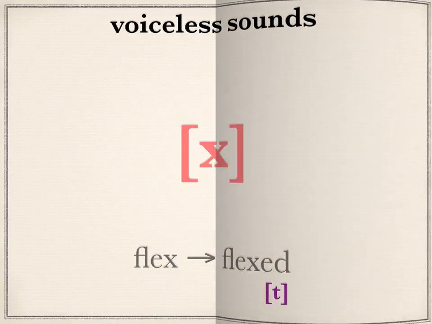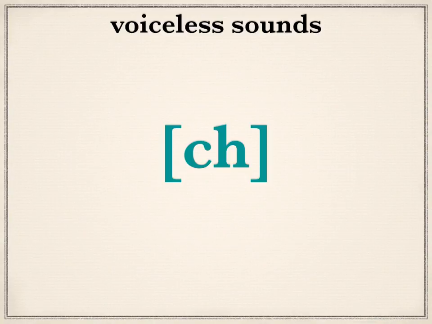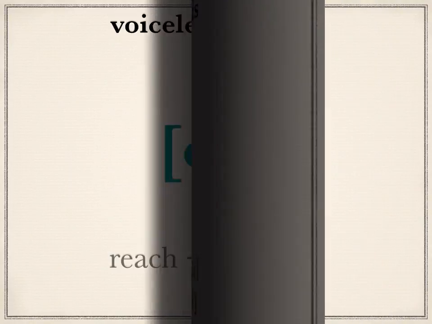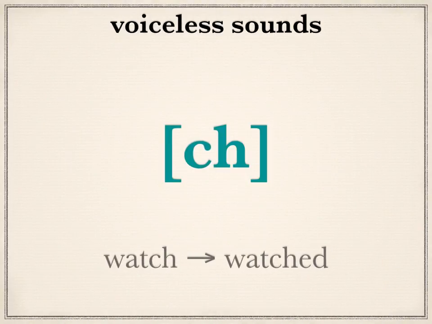Now here's some of our other sounds here, like that CH, like chips, or chair, or cheap, cheer. So if it has that ch sound at the end, then it will have a voiceless t sound with the ed, like reach becomes reached, reached. Next up, watch becomes watched, watched.